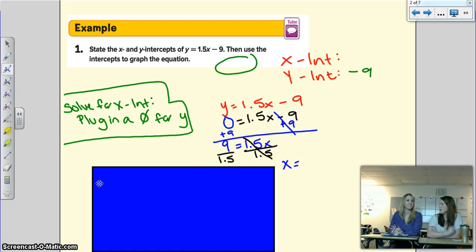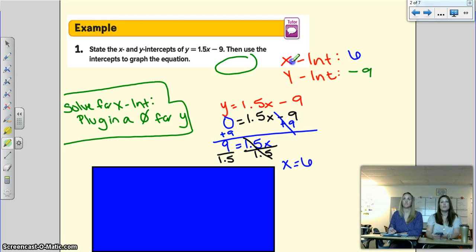And we have a little handy calculator still. Okay, you want me to go grab my calculator? Yes. So 9 divided by 1.5 equals 6. So x equals 6. The x-intercept is 6. So that is your x-intercept.